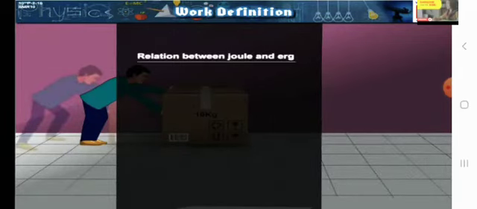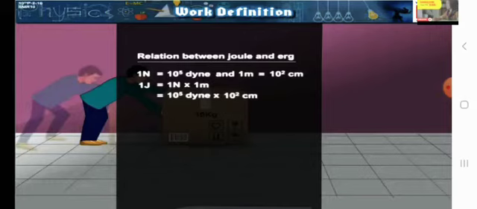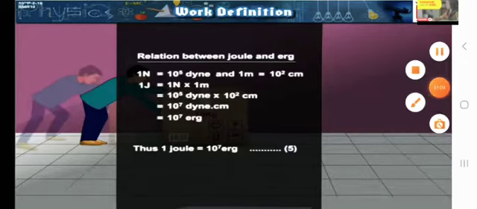Relation between joule and erg. 1 Newton is equal to 10^5 dyne and 1 meter is equal to 10^2 centimeter. 1 joule is equal to 1 Newton into 1 meter, which equals 10^5 dyne into 10^2 centimeter. 1 joule is equal to 10^7 dyne centimeter, which equals 10^7 erg. Thus 1 joule is equal to 10^7 erg. Let this be equation 5.